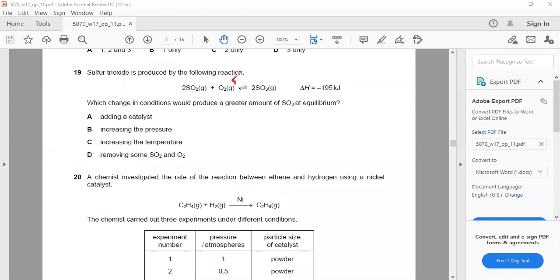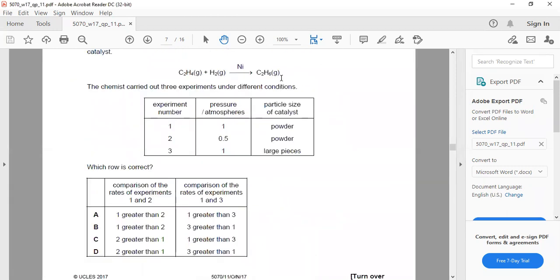Reaction is forward exo, reverse endo. Increase in temperature shifts the equilibrium towards endo. Okay.